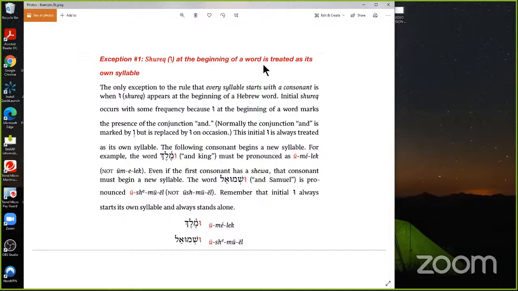All right. So here is a shureq, right? It says the only exception to the rule that every syllable starts with a consonant is when a shureq appears at the beginning of a Hebrew word. Initial shureq occurs with some frequency because the shureq at the beginning of a word marks the presence of a what?